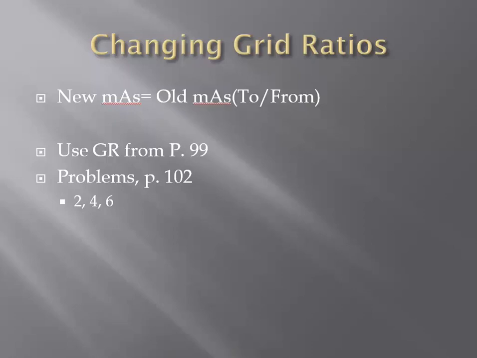So we're going to look at some problems on page 202. We're going to use grid ratios from page 99. So again, 2, 4, and 6.